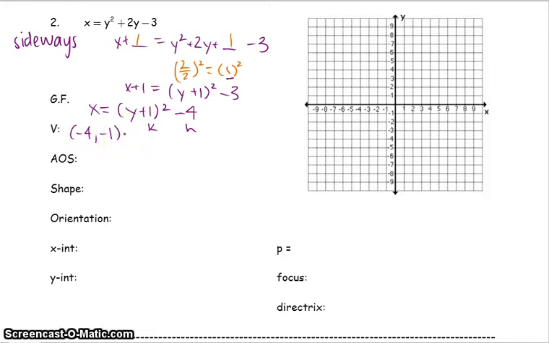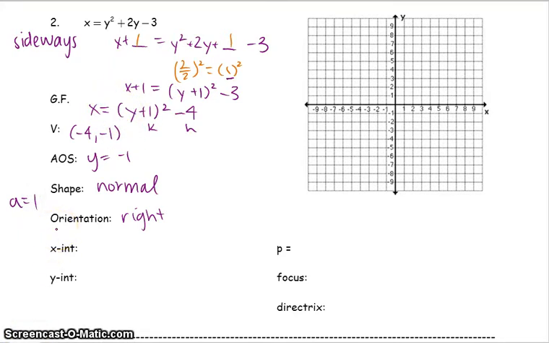Be careful of that. Okay, our axis of symmetry, remember, that is going to be a horizontal line, so it's going to be y equals -1. Our shape, we're looking at our a value, it's 1, so it's just going to be normal. Our orientation, since our a value is positive, it's going to open to the right, where our a value is 1, because there's nothing there, it's just an imaginary 1.